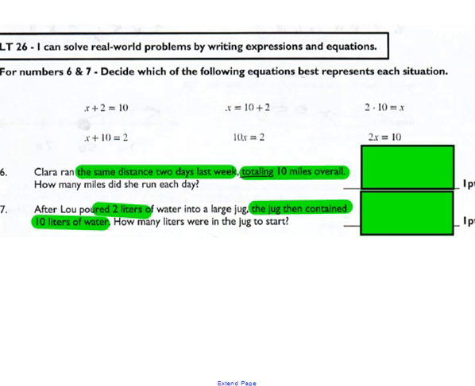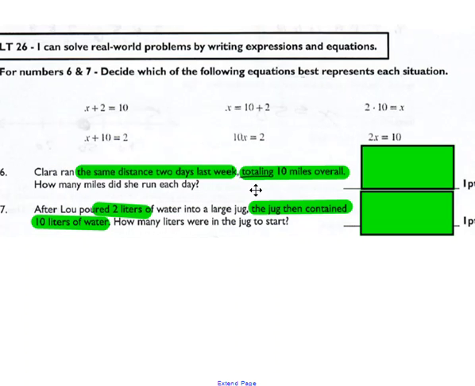In 6 and 7, we had to decide which of these equations best represent each situation. There were 6 equations to pick from. They all involved a variable, a 2, and a 10, so there are lots of different groupings of this. We had to read these scenarios and figure out which one of these up here supports that problem or shows what's going on in that problem.